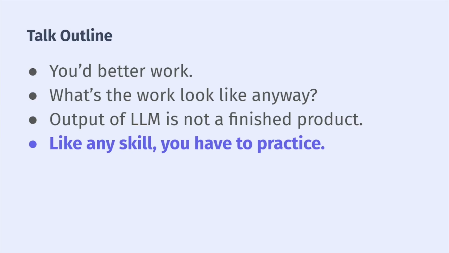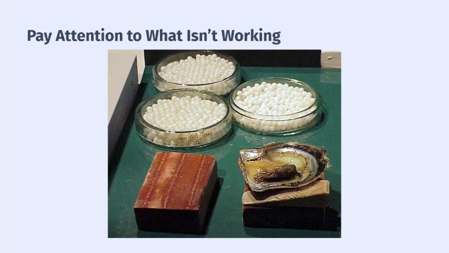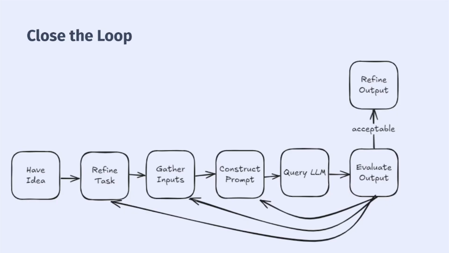Finally, like any skill, you have to practice. So really, when you get to these final two steps, what you're trying to do is close the loop. I didn't start my timer. And I find that by paying attention to what isn't working, I can improve my process quite quickly. Irritation makes pearls is a thing that my father was fond of saying, and I have picked up on. So when I get to the evaluation step, usually I'm going to go back to one of these three boxes.